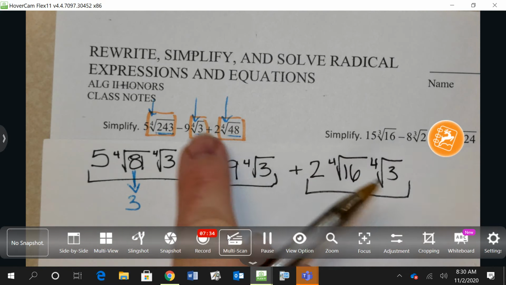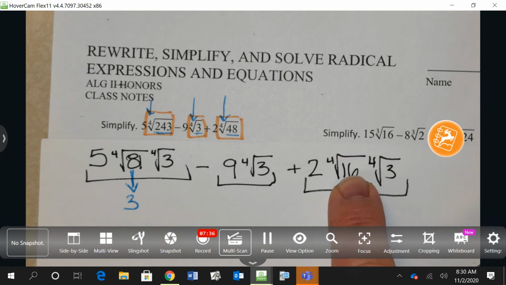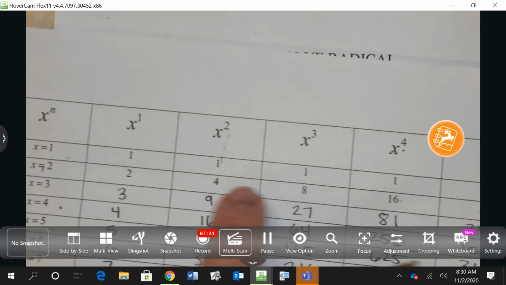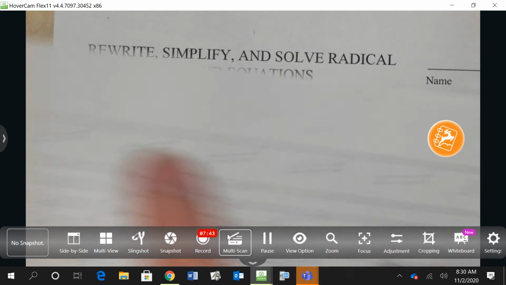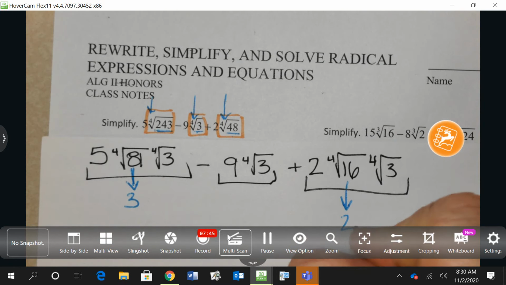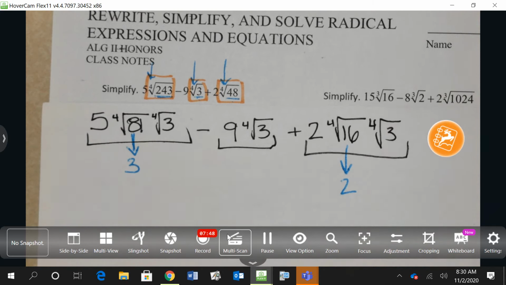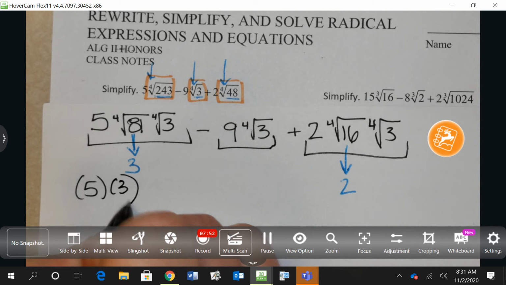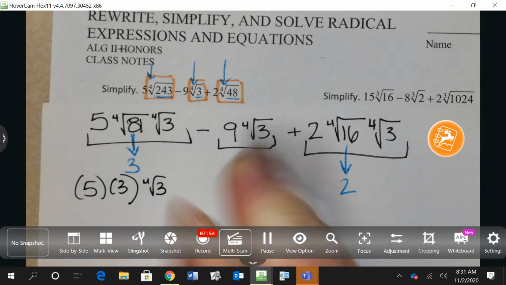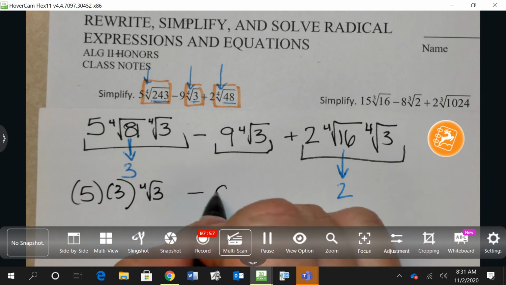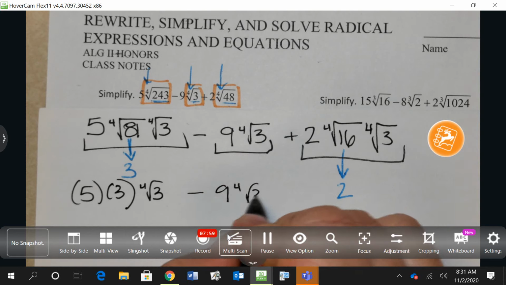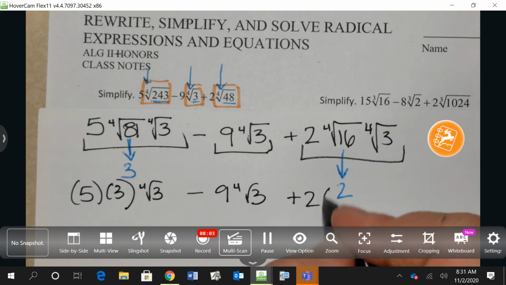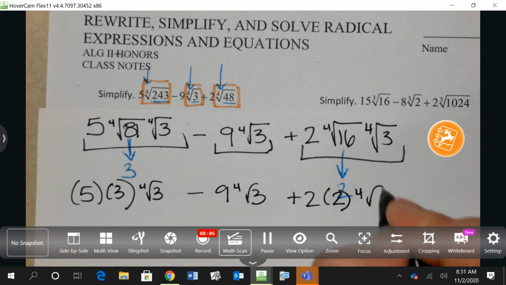Same thing here. I rewrote 48, so I find 16 in the fourth column. I go all the way across and it's equal to 2. This is equal to 2. So when I rewrite it, I have 5 up front. Now this is rewritten as 3, and then I have 4th root of 3. Subtract 9, 4th root of 3, plus 2. And now this is equivalent to 2 times the 4th root of 3.